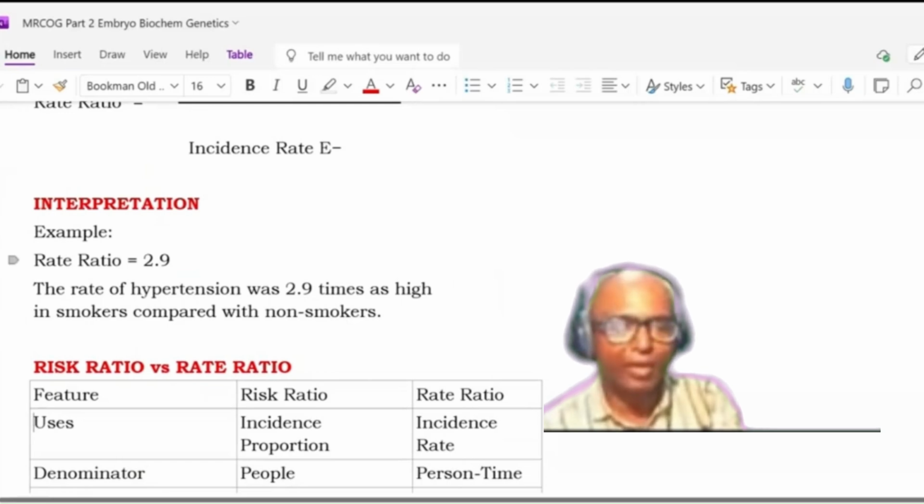So it is a 2.9. Okay, rate ratio, that is the incidence rate is 2.9. The rate of hypertension was 2.9 times as high in smokers compared with the non-smokers. That is what you are going to say.